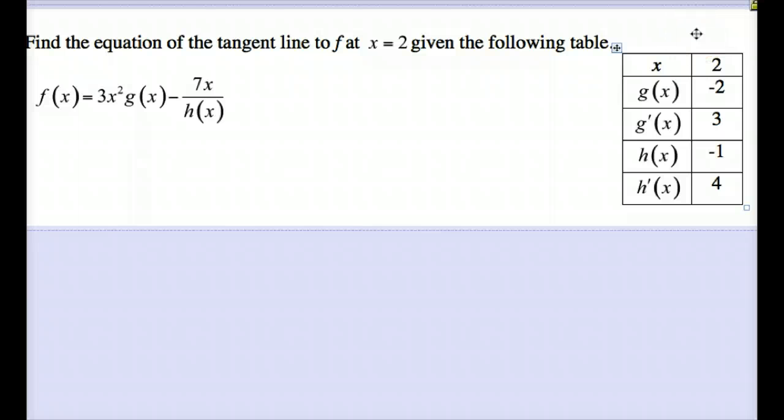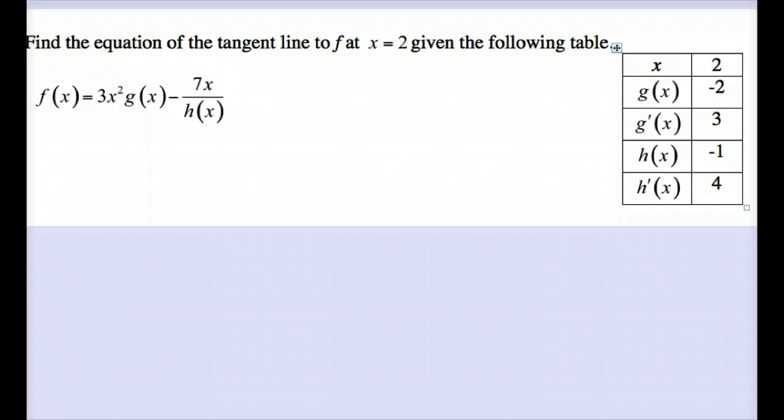So this table gives us the values when x is equal to 2. So I have g of x, g prime of x, h of x, h prime of x, which are going to be beneficial when solving this problem, because as you can see, they generalize some of these terms, and we're going to have to know how to do this when we are solving.